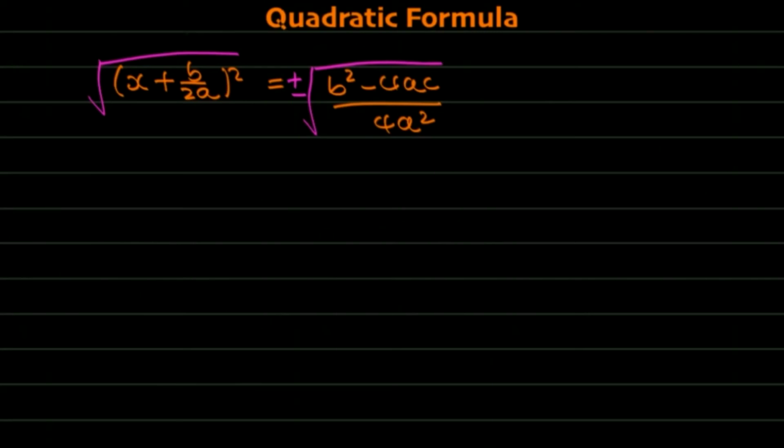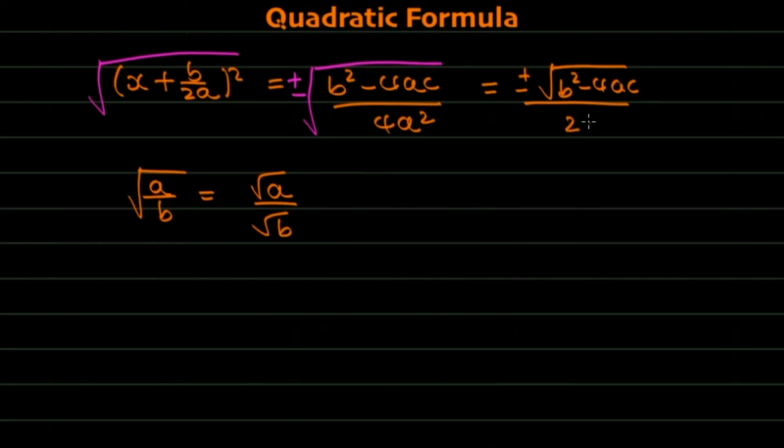We know from our surd laws that root a over b is equal to root a over root b, and so therefore we can simplify the right hand side here as plus or minus the square root of b squared minus 4ac all over 2a, because the square root of 4a squared is 2a. So that will give us x plus b over 2a is equal to plus or minus the square root of b squared minus 4ac all over 2a.